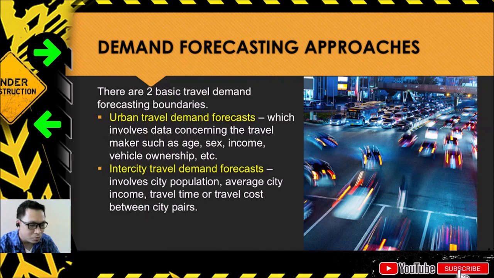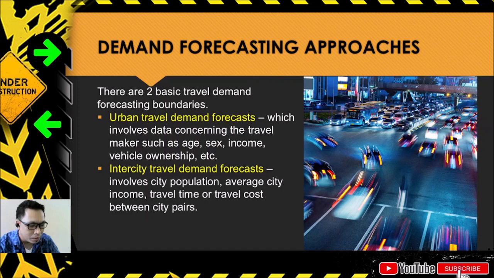The intercity travel demand forecast involves city population, average city income, travel time, or travel cost between city pairs. So in short, if we say urban travel demand forecast, we are referring to subjects such as the population or the travelers, such as the people in the residential area or in the city itself. Each of these individuals has different parameters such as age, sex, income that may affect the behavior patterns of trip generation.